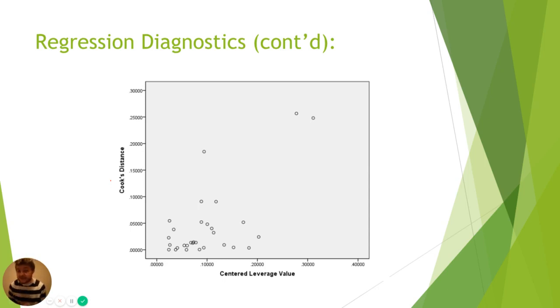And as you can see in this example, in the top right of our graph, there are two data points that fulfill all of these requirements. As a result, these data points should be considered for deletion to make the model more accurate.